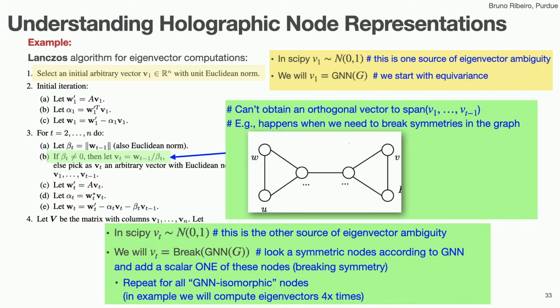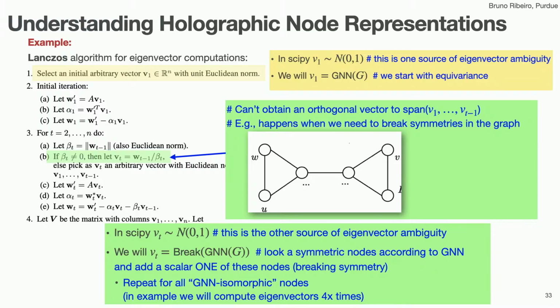So this will happen, for instance, when we need to break symmetries in the graph. So look at this graph. For instance, we have this node is symmetric, is isomorphic to this node, isomorphic to this, isomorphic to this. At some point, by starting with the GNN, I'm going to stop here, because these eigenvectors, I cannot get them to be different, because they are equivariant, right? I started equivariant, the algorithm is equivariant, so I cannot get them to be different. And then what happens in SciPy is that at this point, they would, again, sample a uniform to break the symmetries that still exist.